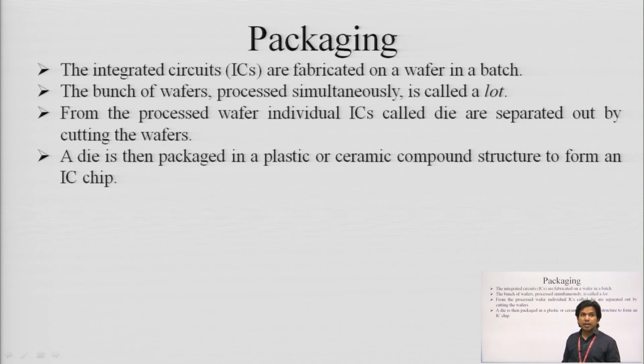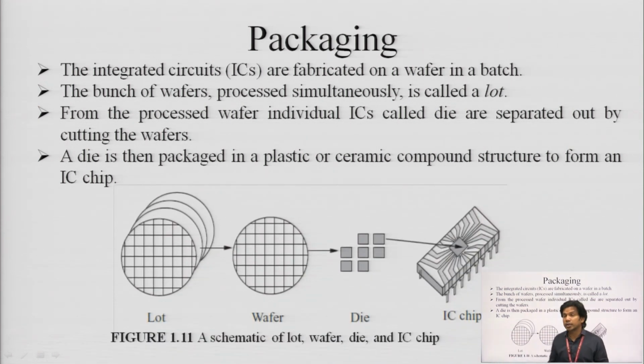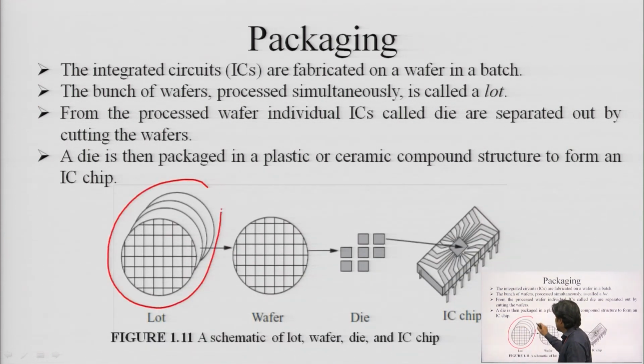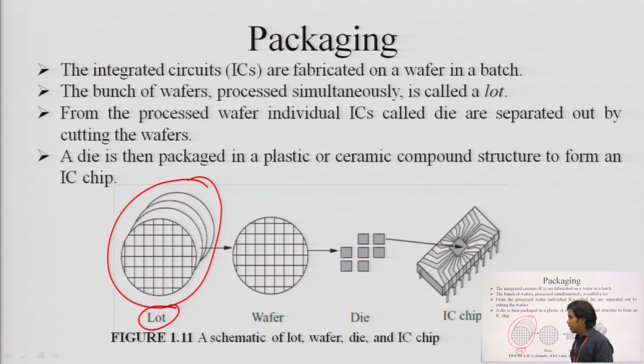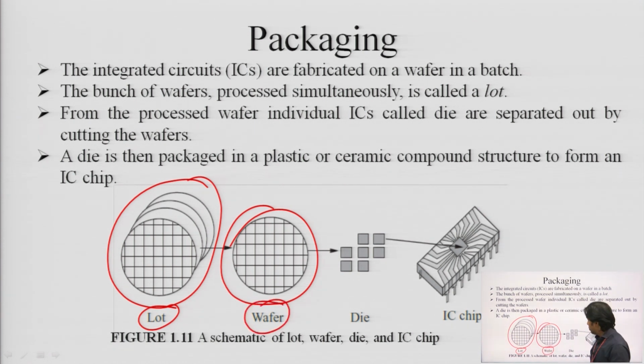Now, the last topic is packaging. In packaging, the integrated circuits are fabricated on the wafer, as we know. So, we will see what kind of process we are following. First we take a bunch of silicon wafers; a bunch of silicon wafers is called a lot. If we take only a single silicon sheet, that is called a wafer. If we have fabricated circuitry in a particular small area, and we cut it and take it out, then it is called a die.